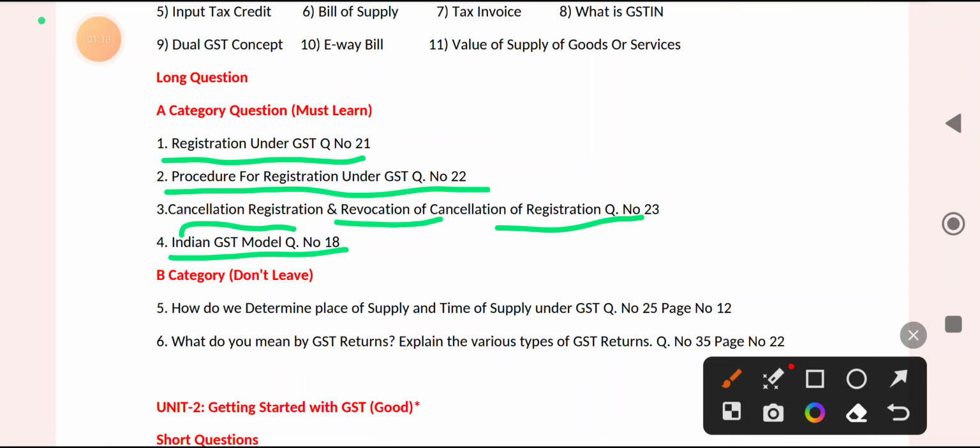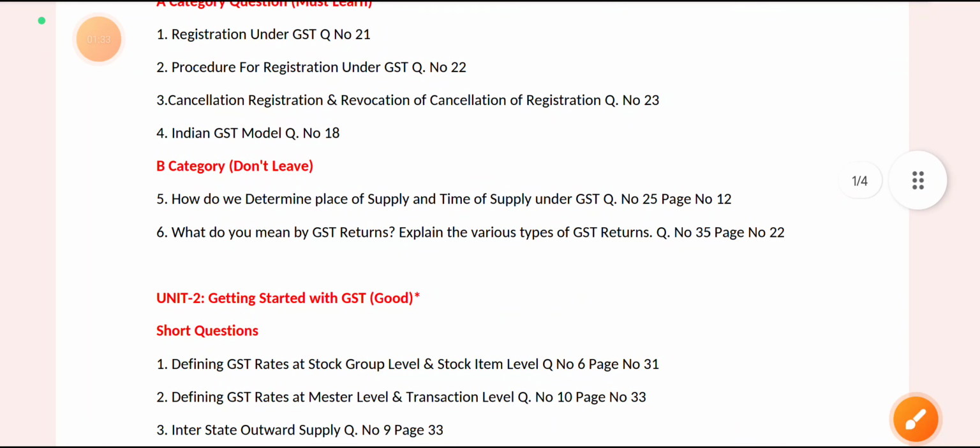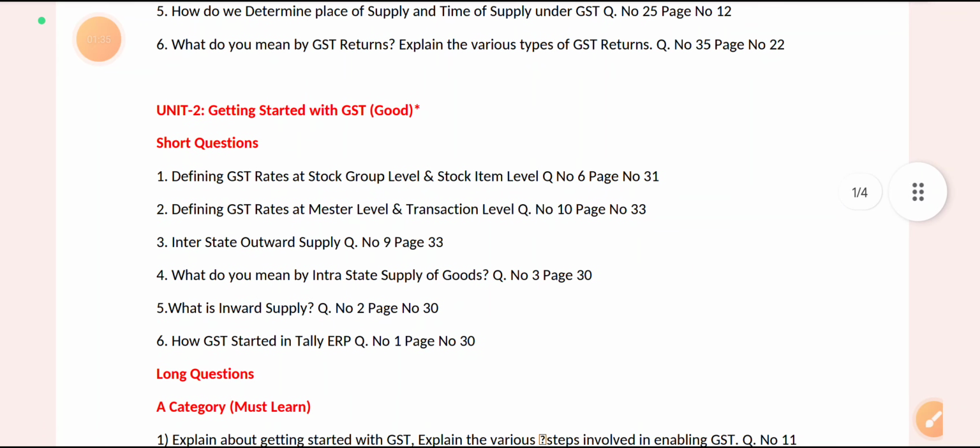Sometimes they may ask, how do you determine the place of supply and time of supply under GST, and what do you mean by GST returns? Explain the various types of GST returns. These are B category questions. B category, go through once. A category, first give the priority.